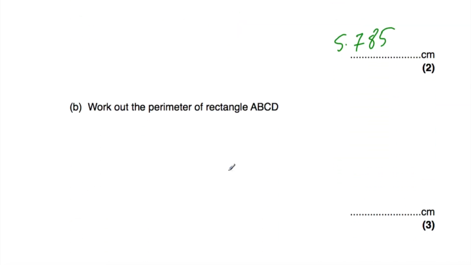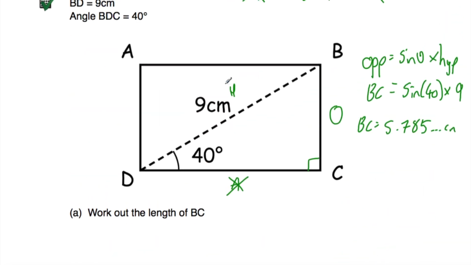Okay, let's have a look at the next part, part B. Part B says work out the perimeter of the rectangle. So if we go back up, we want to find the perimeter of this rectangle. So let's actually change color of ink here. We know the length of the width, so we know the length of BC is equal to 5.785 and so on centimeters, and it's still on my calculator display because I may need to use that. And if that side's equal to 5.785 and so on, this side's equal to 5.785 and so on centimeters.